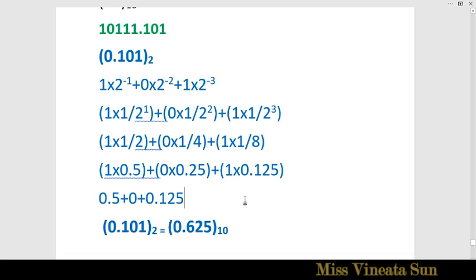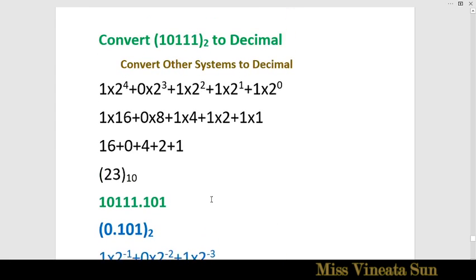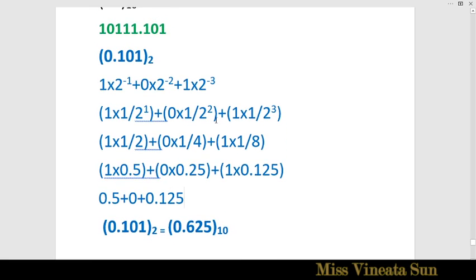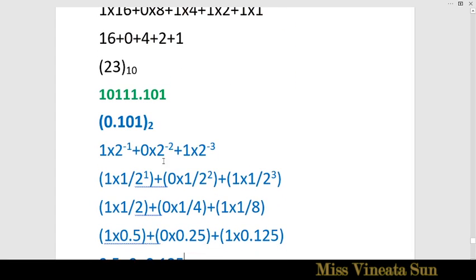Now in a similar way you can convert any other system. Also you may get some other value where you have to convert to decimal, but remember, the 2 you will change to 8 if you have to convert an octal to decimal, and if you have to convert a hexadecimal to decimal, then it will be 16.